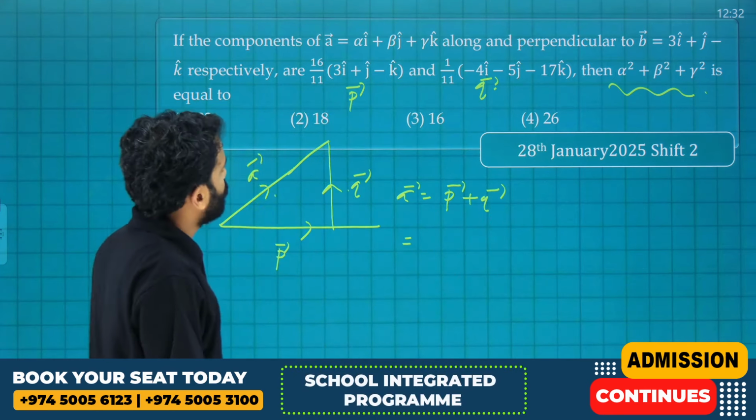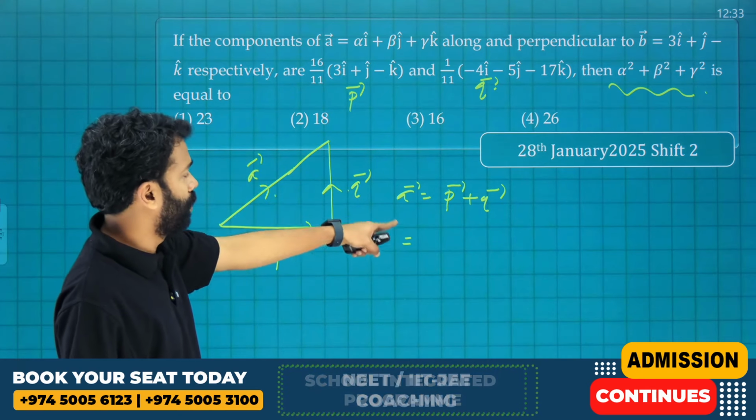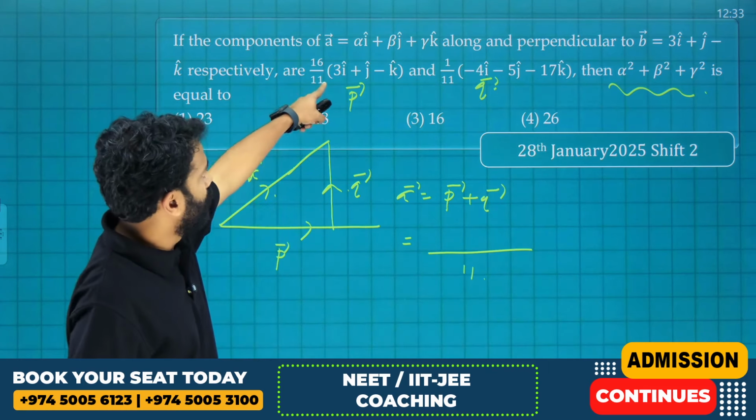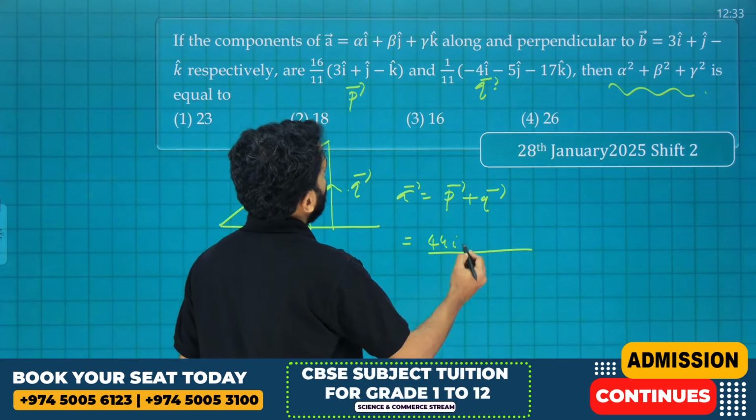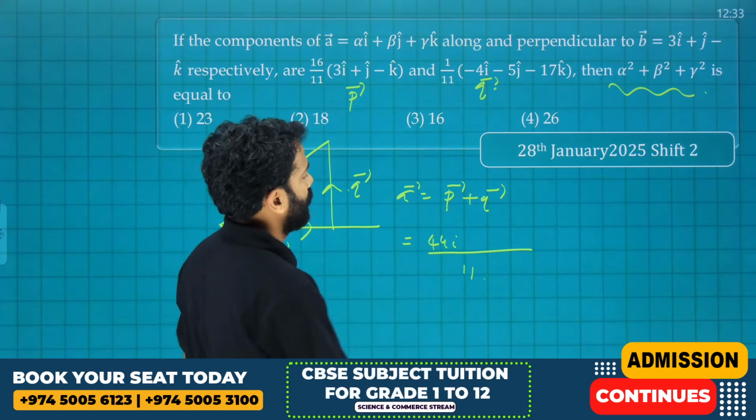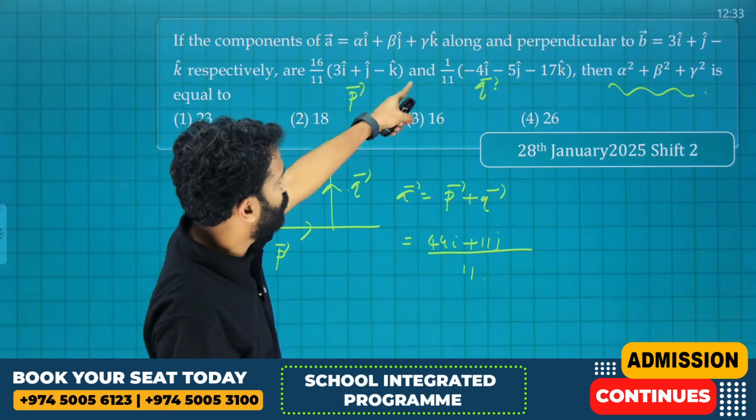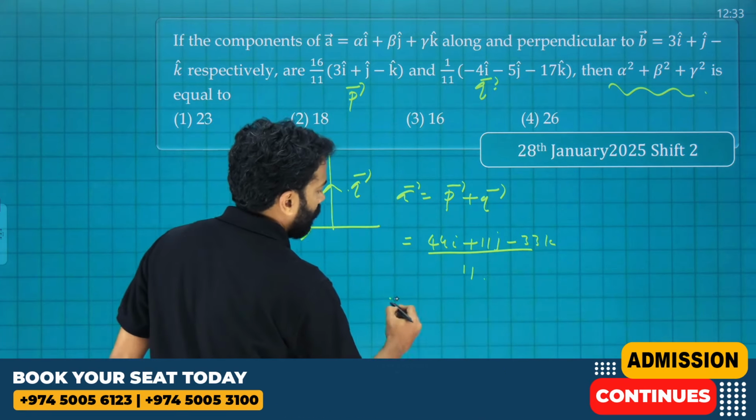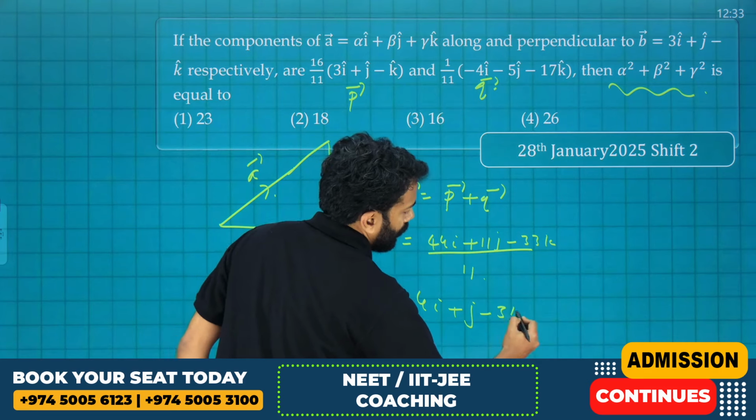Therefore 16 by 11 is common. Okay, we don't have to consider the denominator for now, that is 11. That is 16 into 3 is 48, 48 minus 4 is 44i. And 16 minus 5, that is plus 11j. And minus 16 minus 17, that is minus 33k. Okay, divisible by 11. Therefore, it will be 4i plus j minus 3k.